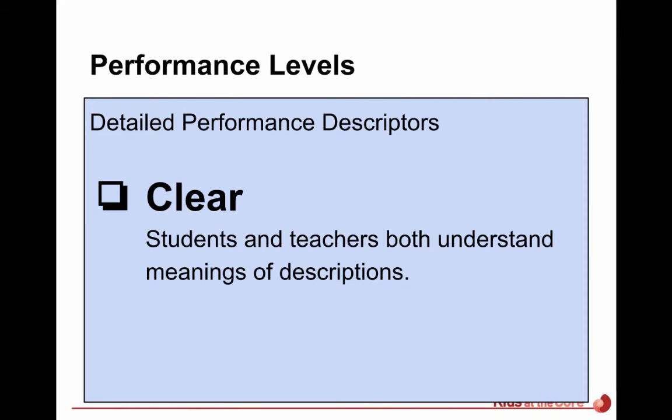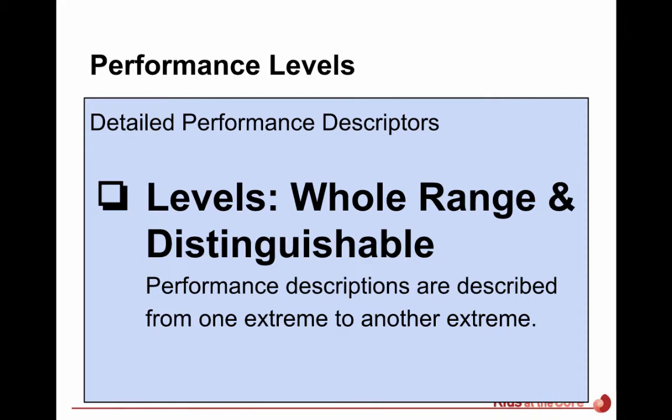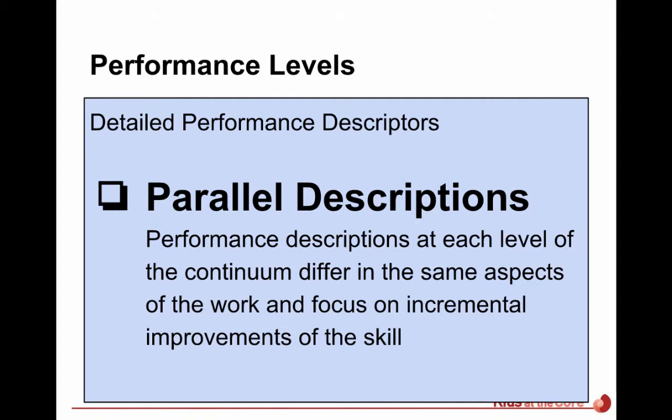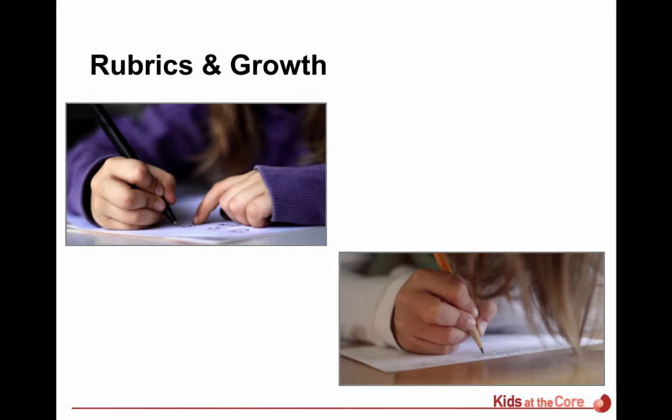Another thing we want to consider about the performance level descriptors is that they should be clear. Both the teacher and the student should understand the meaning. And that also includes using the entire range so that you have performance from the beginning level or non-evident all the way up to what we would consider to be ideal. Parallel descriptors are incredibly helpful, especially for reliable grading, because each single box as you go across the rubric should change only ever so slightly. So performance descriptions at each level of the continuum should talk about incremental improvements.